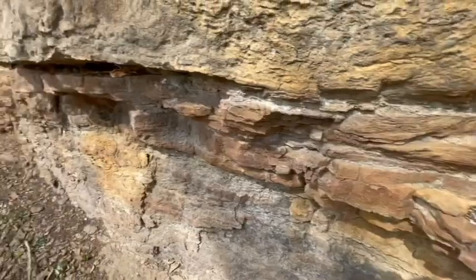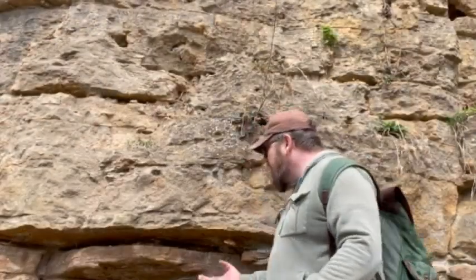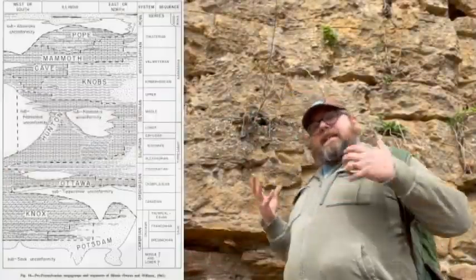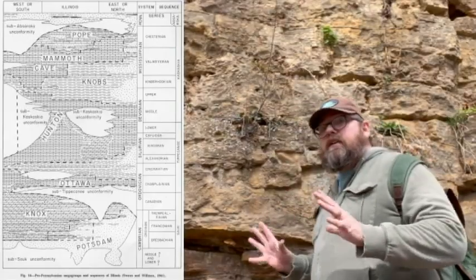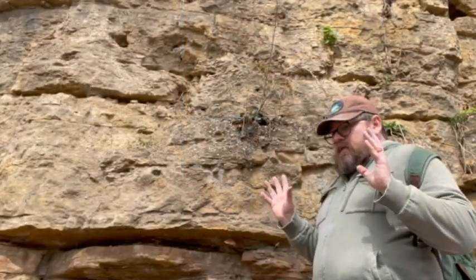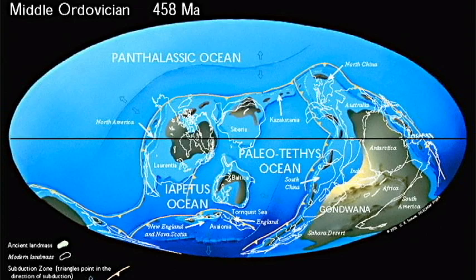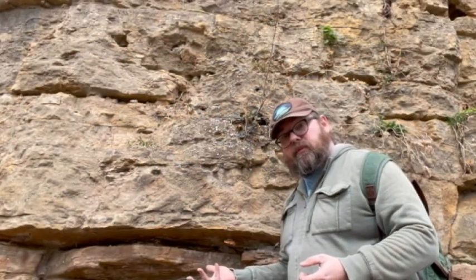We are still within the Tippecanoe sequence here. The thing is that at the end of the Ordovician, very near the very end, a lot of continents were clustered in the southern hemisphere. What that did was that created ice caps, dropped global sea level.